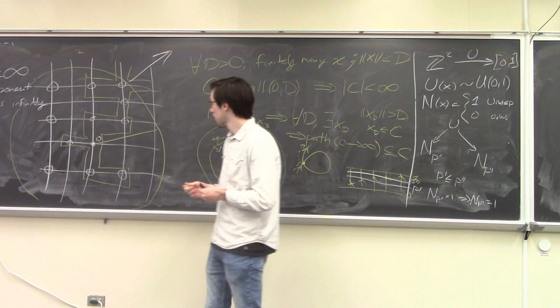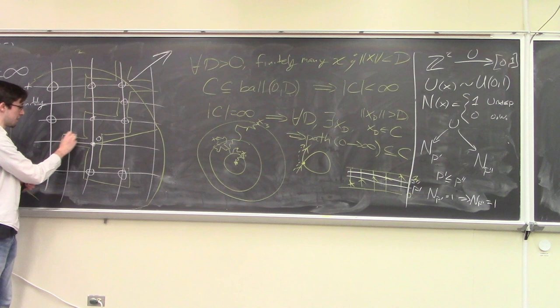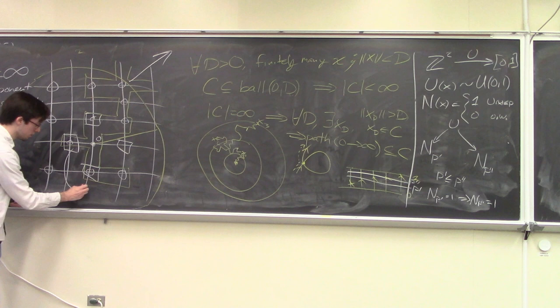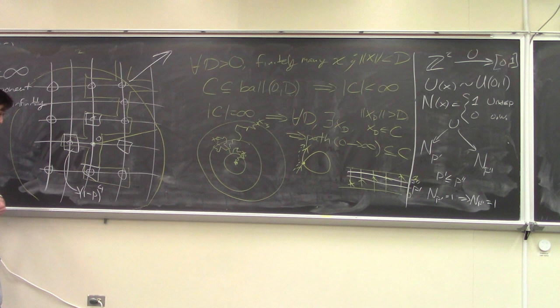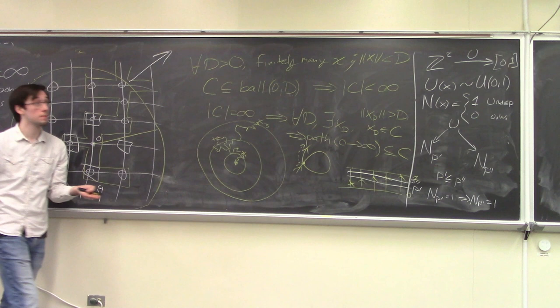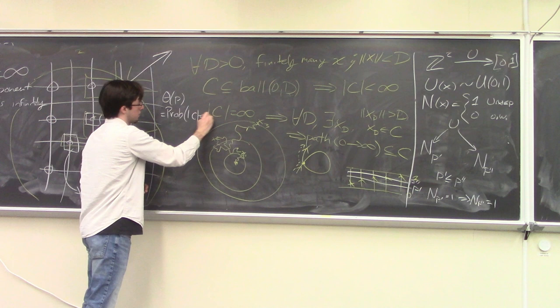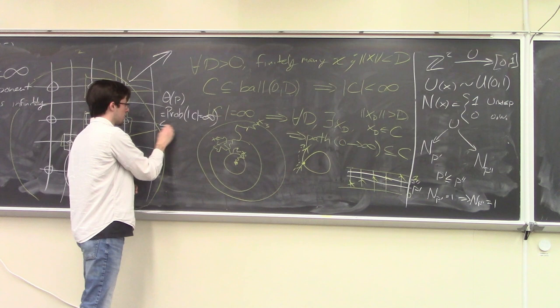Exactly. So if this is my origin, then all you need to do is consider what's the chance that this, this, this, and this are all 0. And of course, this happens with probability of being closed, which is 1 minus p. And there's 4 such squares, so you have 1 minus p to the 4. In turn, what this tells you is that if I write down theta p is equal to the probability of having this infinite cluster, this thing is strictly upper bounded by 1 minus p to the 4.